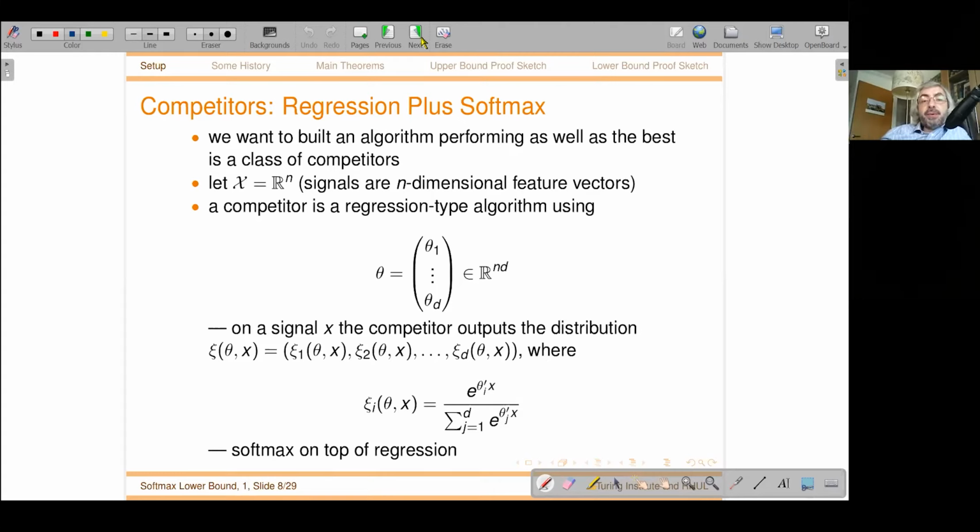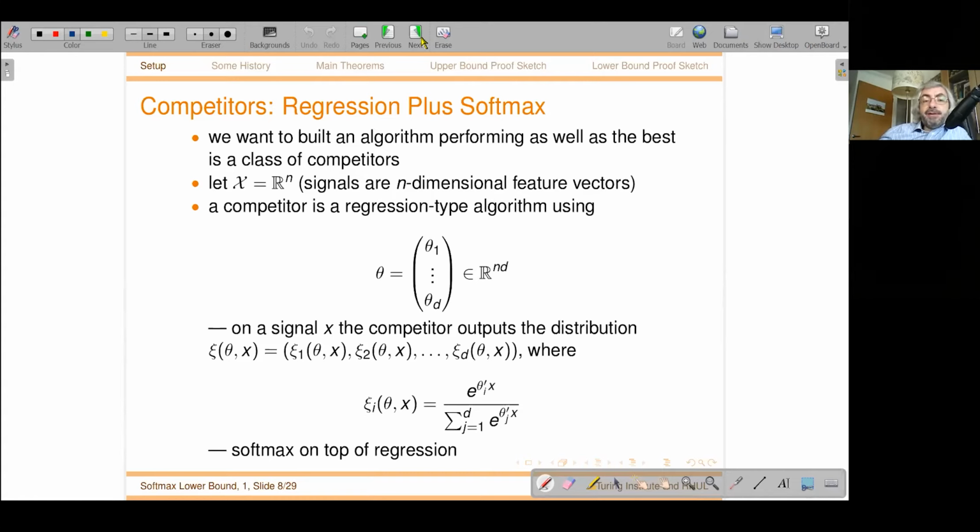We want the algorithm to perform as well as the best in a class of competitors. So we won't be assuming any distribution or any law determining the true outcomes. Instead, we want to do as well as any algorithm in a class of competitors in the worst case. So it will be a worst case loss bound.